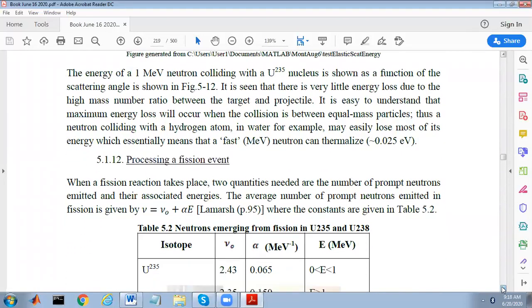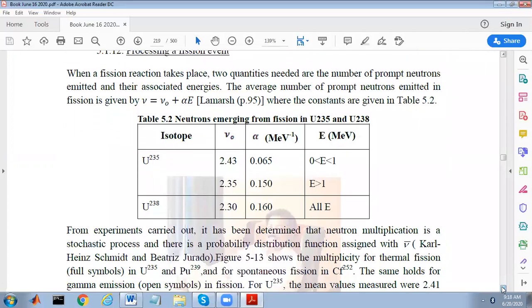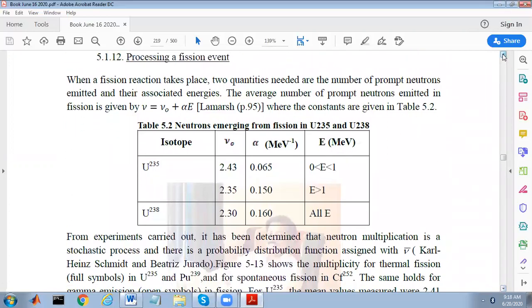Now let's look at how you process a fission. In fission, there are two things that you need to do. First of all, estimate how many neutrons are going to come out. Neutrons coming out could be prompt or delayed. The average number of prompt neutrons coming out is nu, which is nu naught plus alpha E. This is a relationship as a function of the energy of the neutron. So you can see over here that if the energy lies between 0 and 1 MeV, or the energy lies above 1 MeV, then nu naught is this, and alpha is given by this. So you can calculate the number of neutrons for U235, U238 coming out of fission.